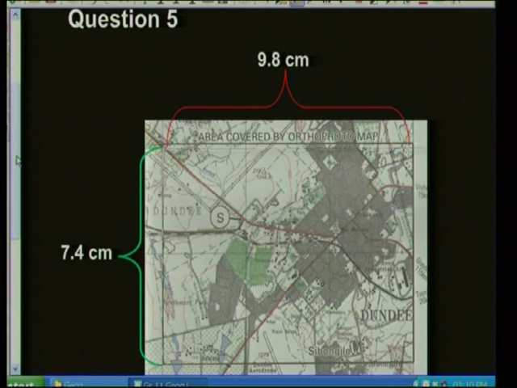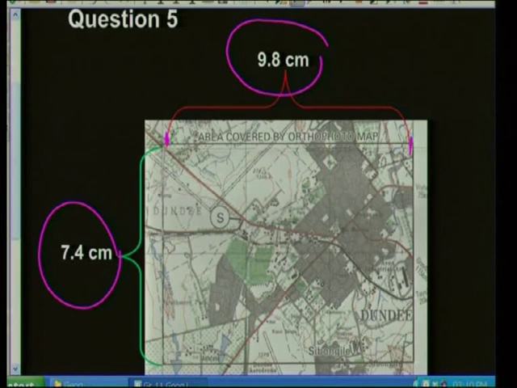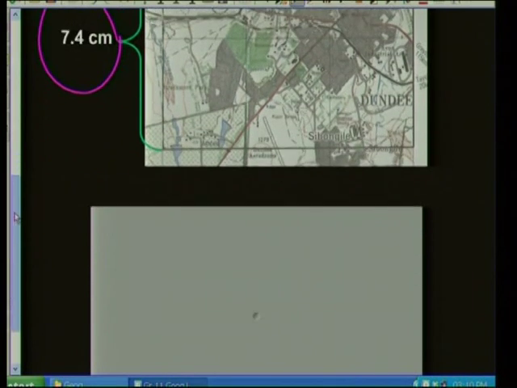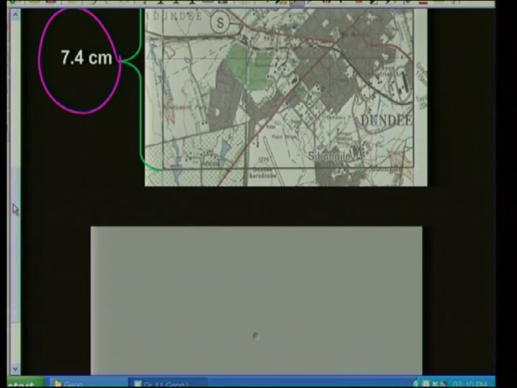Let's take this one. I've just used this piece of the area covered by the orthophoto. I measured from there to there and I've got 9.8 centimeters. I measured from there to there and I've got 7.4 centimeters. This would obviously be my length and that would be my breadth. Of course, the next step is to implement the formula.